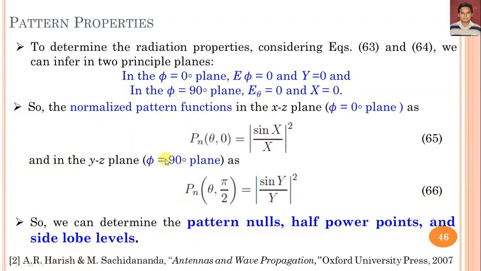Then further analysis is completely the same, and this analysis we have also discussed in the previous lecture, but here for better understanding you can see for phi equal to 0 degree plane the power pattern is equal to sin x upon x square, and for phi equal to pi by 2 the pattern is sin y upon y. We are taking the values of phi equal to 0 and pi by 2. Then we can calculate the pattern nulls, half power points and side lobe levels.